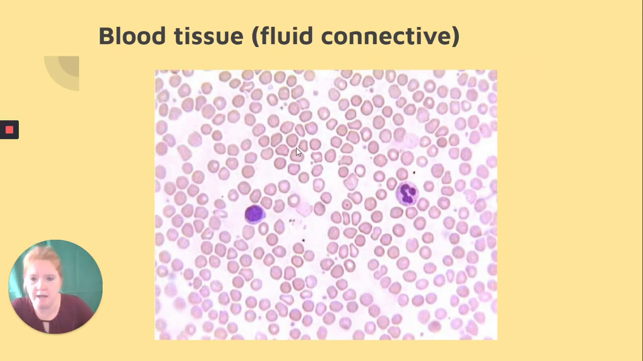Blood tissue. So I have a lot of these red blood cells, and then I have these larger cells, which are white blood cells, and then I have these small little specks, which are little pieces, not actually cells, but those are platelets that help with clotting. And then what would be white in this picture is the plasma, the liquid, the matrix part of blood.